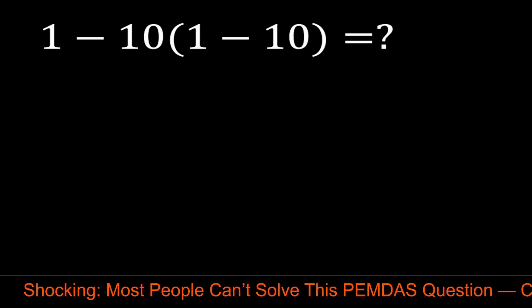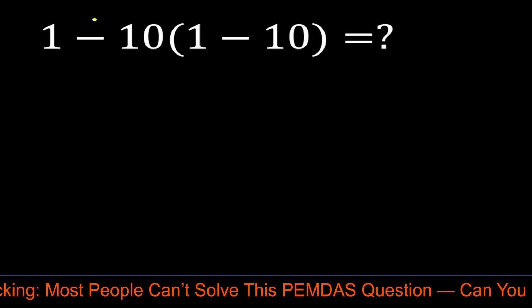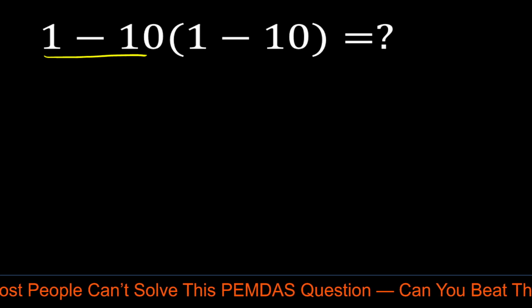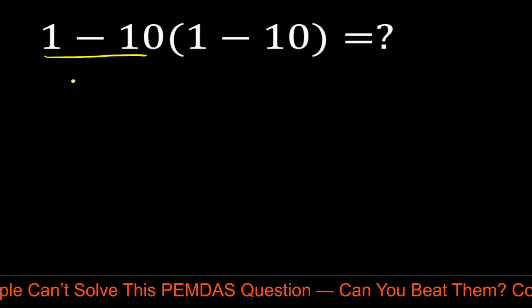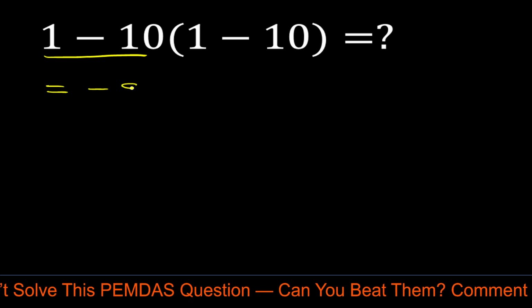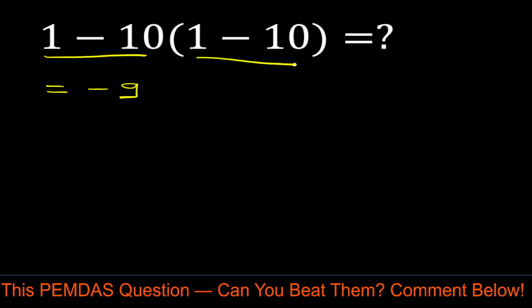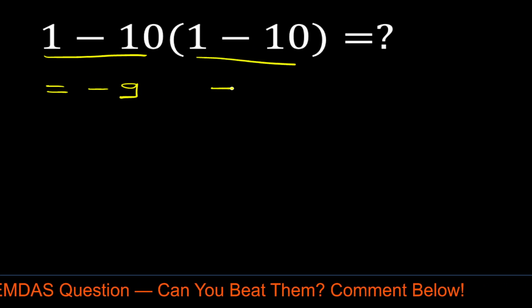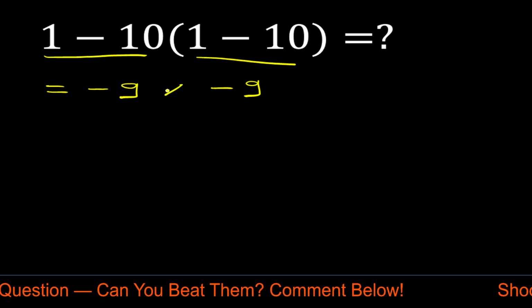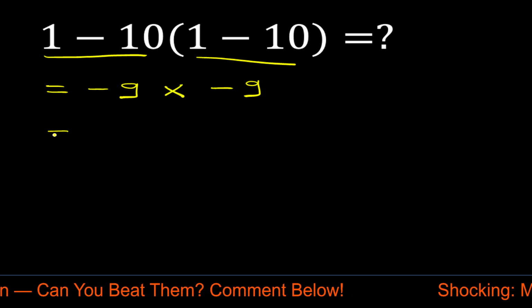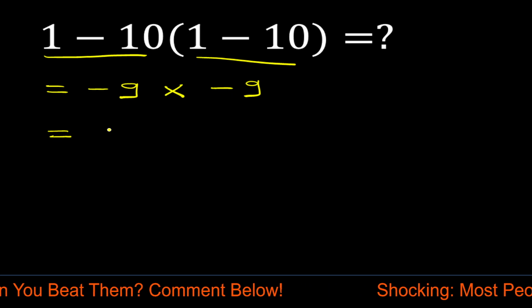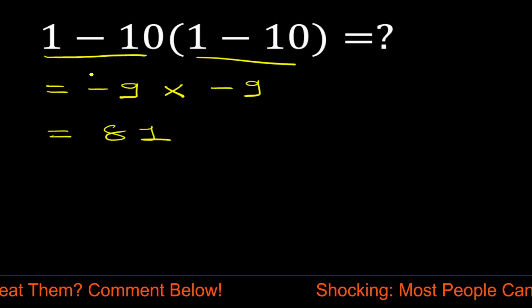So most people solve this question like 1 minus 10. So 1 minus 10 is equal to minus 9, right? Then again 1 minus 10. So 1 minus 10 is equal to also minus 9. Now minus 9 times minus 9. So minus 9 times minus 9 is equal to 81.